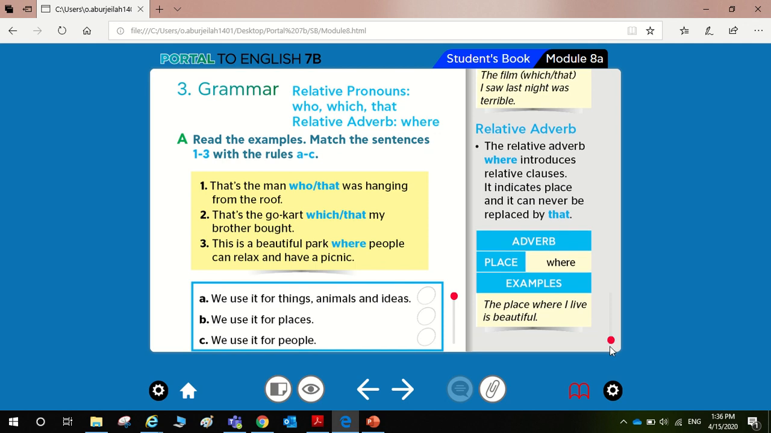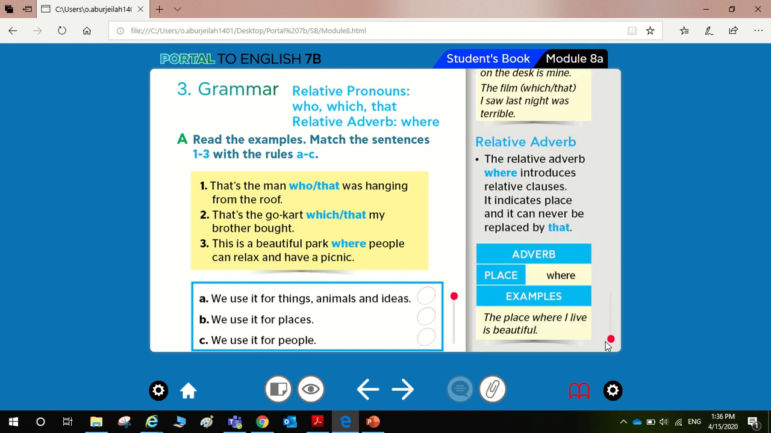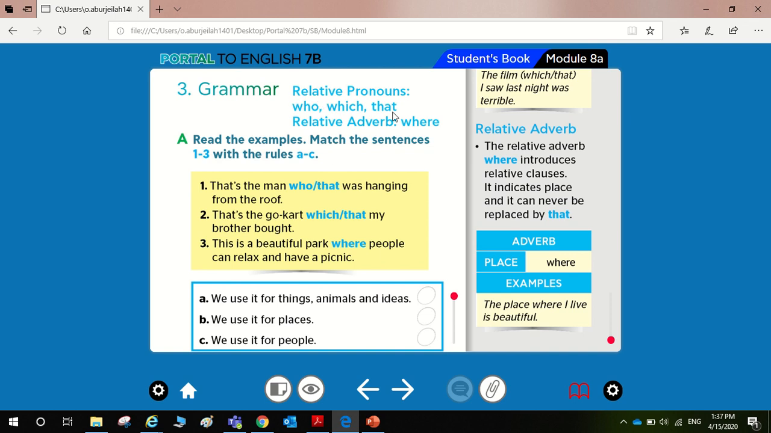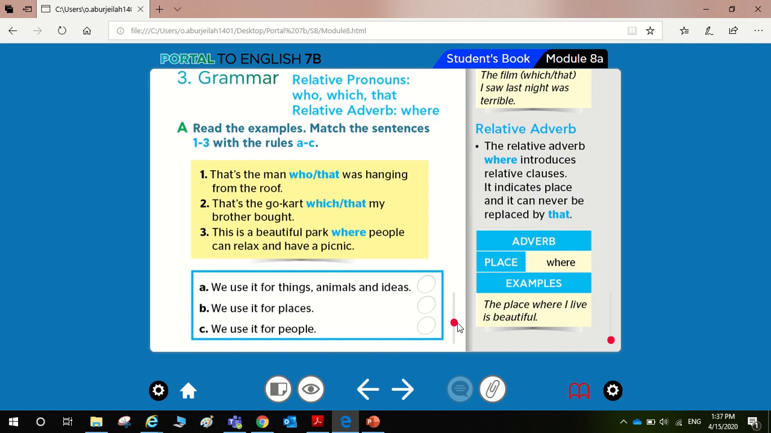These are explanations for relative pronouns and relative adverb. Now, after we've read these examples and I explained the explanation here, which of these sentences do we use for things, animals, and ideas? Is it the first one, who or that, the second one, which or that, or the third one, where?